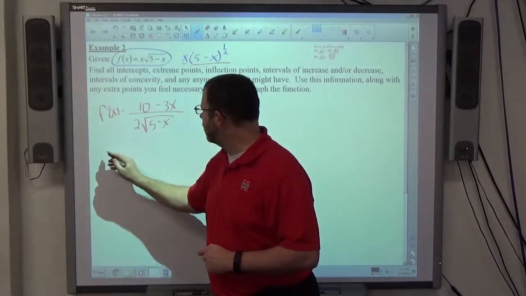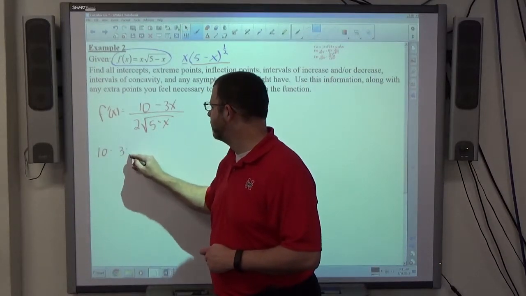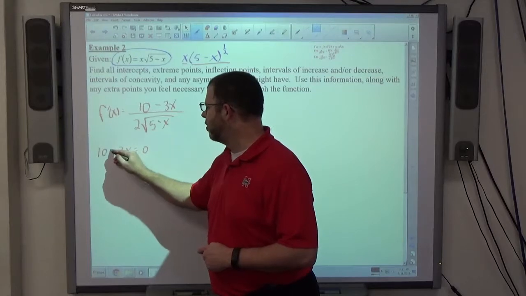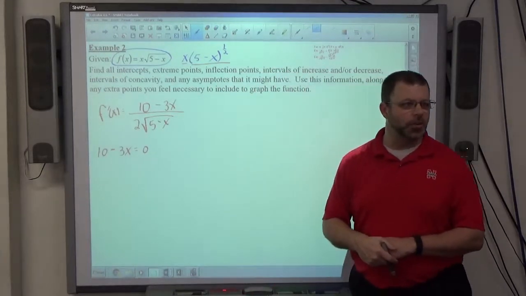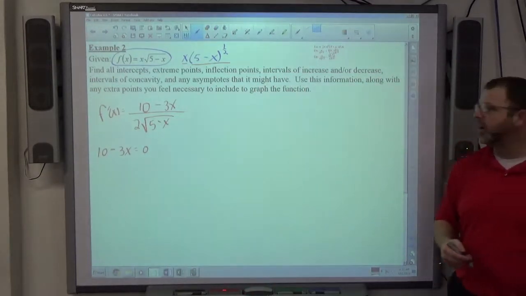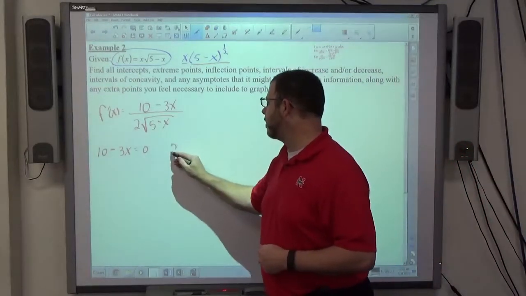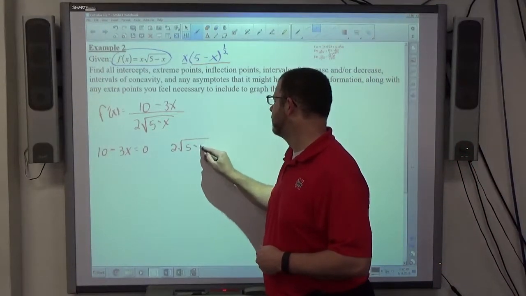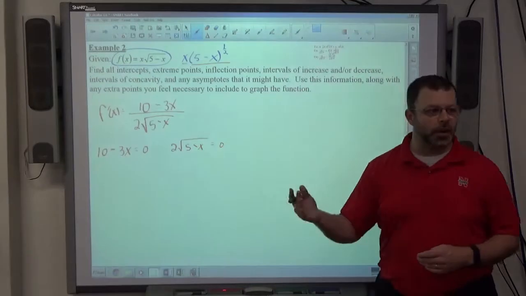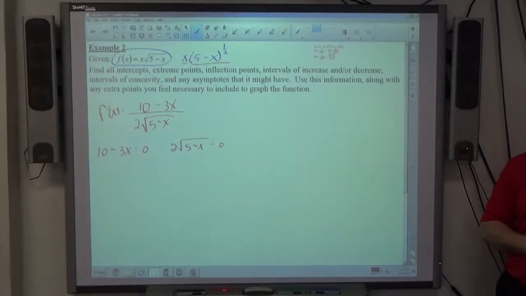So no endpoints, top equals 0. That determines when the fraction equals 0. That's that equals 0 criteria. Bottom equals 0 meets the criteria of undefined. If a rational function divides by 0, you've got an undefined situation.